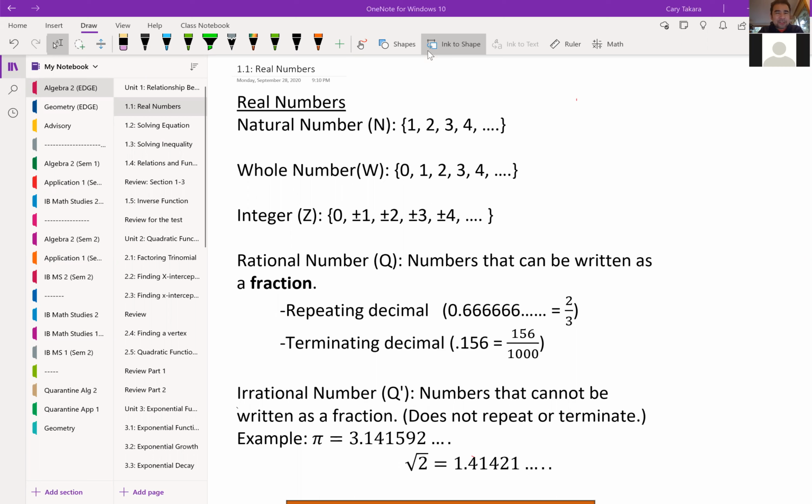That means that natural numbers are also considered as integers. Are you guys okay on that? Is a natural number an integer? Yes. Okay. Are whole numbers also integers? Yes.